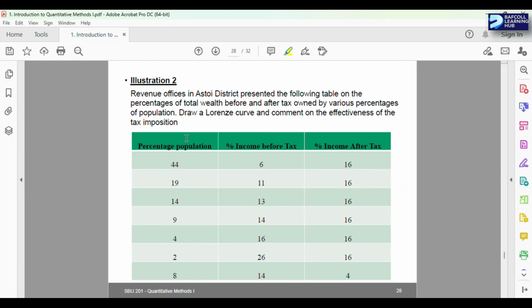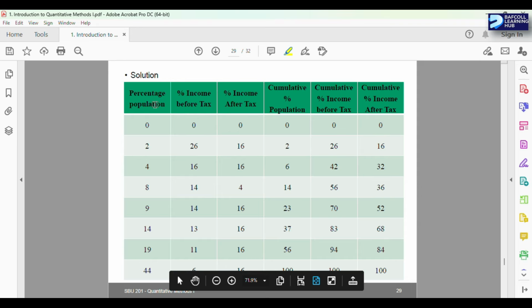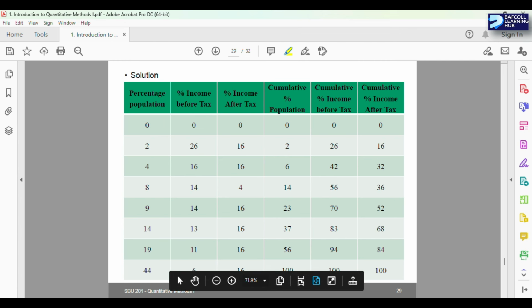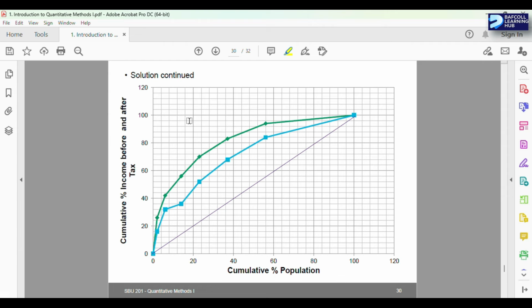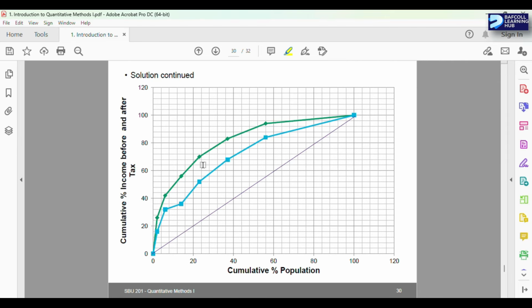Okay, so over here we have the percentage population, percentage income before tax, and the percentage income after tax. Now you can see over here, just like we did for the first illustration, you have to compute the percentage of the total population, then you move on to the other ones. So with these also we can plot them in Excel, but I'll leave these to you so that you can practice your hands on this. Okay, so with these we have the solution over here. So this is how the Lorenz curve will look like.